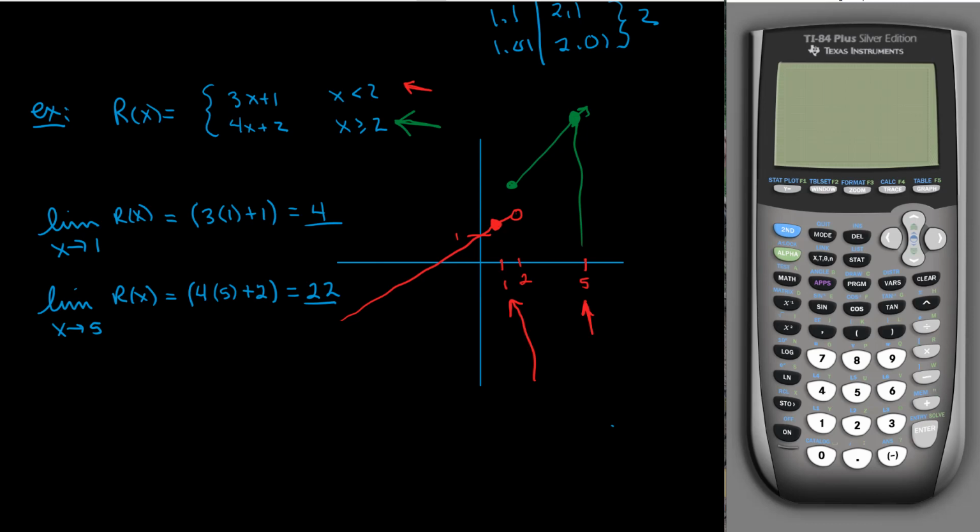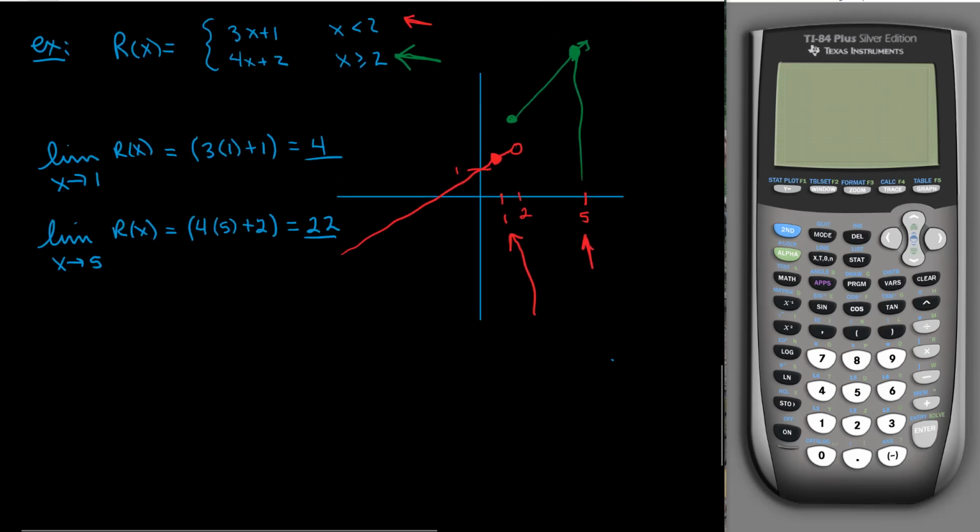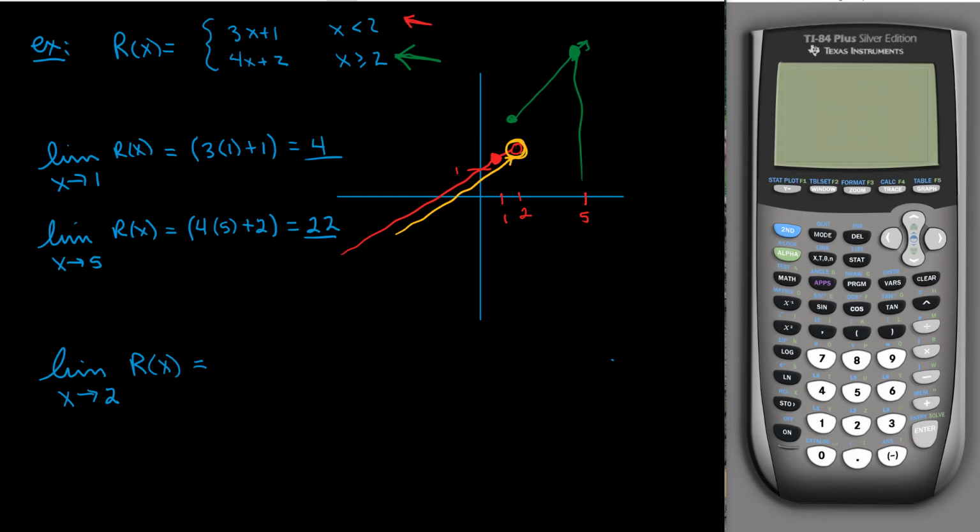There is, however, a third situation. And this situation is the limit as x approaches 2 of r of x. Now, in this case, we have a problem. Our problem is if we come in from the left side. Okay, so if we come in from the left side, we're going to be on this particular line, and we're going to be headed here.